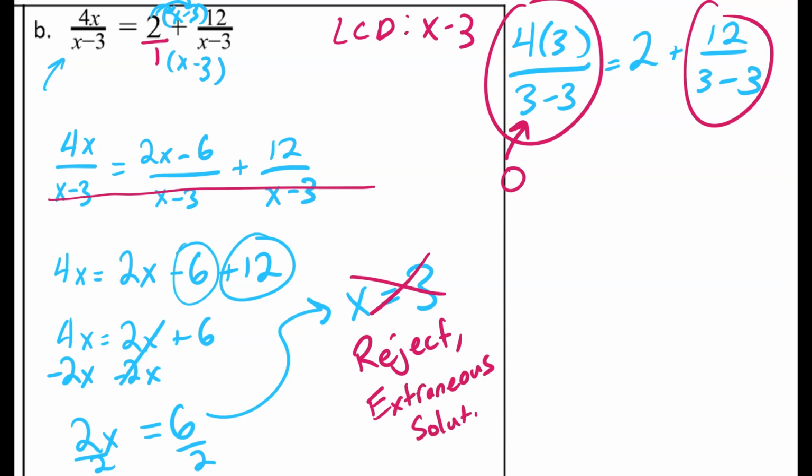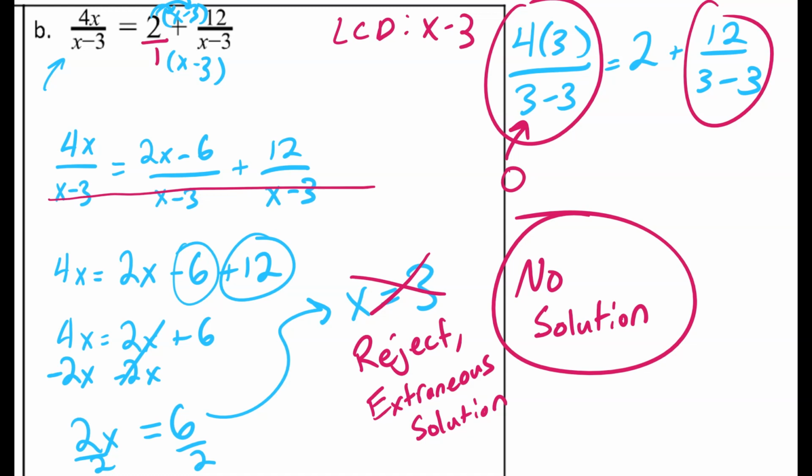So if I'm scanning here, I didn't have any other values of x that I solved for. So this is one of those instances where there is in fact no solution to this equation. Sometimes you'll have two answers and you'll be able to reject one of them and not the other, but in this case we rejected our only solution that we found, so there is no solution to this equation.